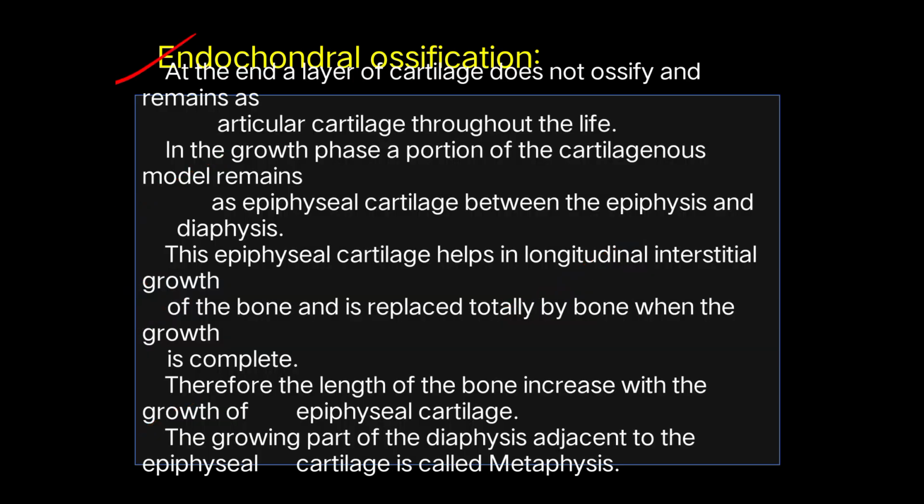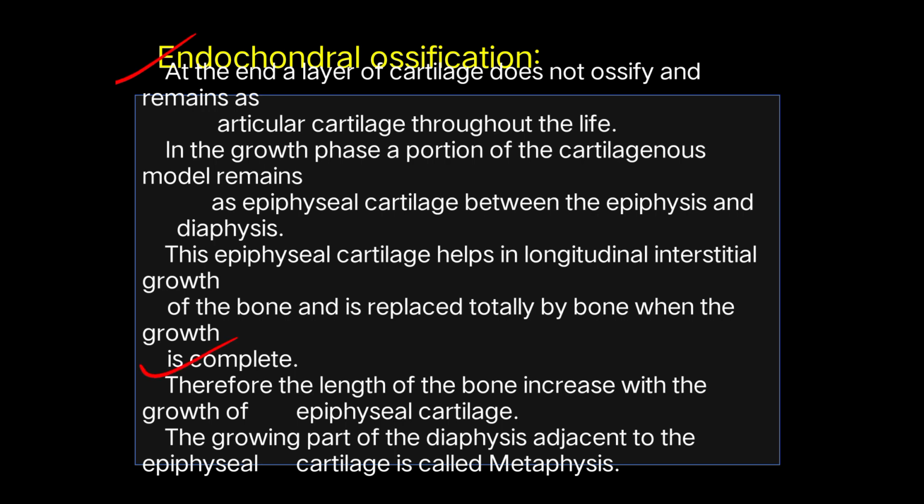Now, next point about the endochondral ossification: at the end, a layer of cartilage does not ossify, and it remains as articular cartilage throughout life. In the growth phase, a portion of the cartilage model remains as epiphyseal cartilage between the epiphysis and diaphysis, that is the epiphyseal plate. The epiphyseal cartilage helps in longitudinal interstitial growth of the bone and is replaced totally by bone when growth is complete.